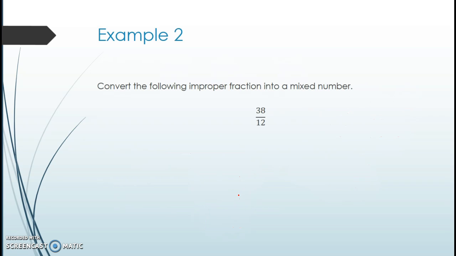Our next example, we're going to go the opposite way, convert the improper fraction into a mixed number. And so when I do this, I'm going to divide the numerator by the denominator.